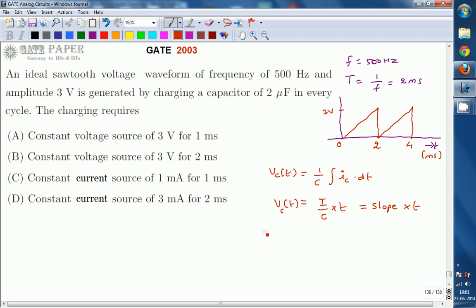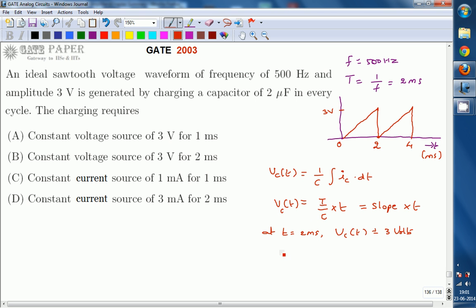So we can write: at t equal to 2 milliseconds, Vc of t should be equal to 3 volts. By that time, how much constant current is supplied? Constant current should be supplied for 2 milliseconds, because at the end of 2 milliseconds the capacitor voltage has to be equal to 3 volts. So for 2 milliseconds you must provide constant current. What is the value of constant current? Now we will calculate from this equation.